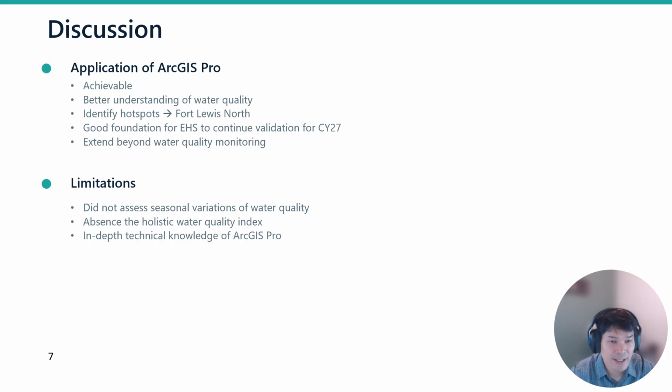However, this project also has several limitations. First, this project did not assess seasonal variation of water quality. Ignoring seasonal changes of water may lead to an incomplete assessment of water quality and its implication for public health. Second, this project did not account for a holistic water quality index. A comprehensive water quality index would provide a more integrated view, avoid confusion, and allow better communication for residents and stakeholders.